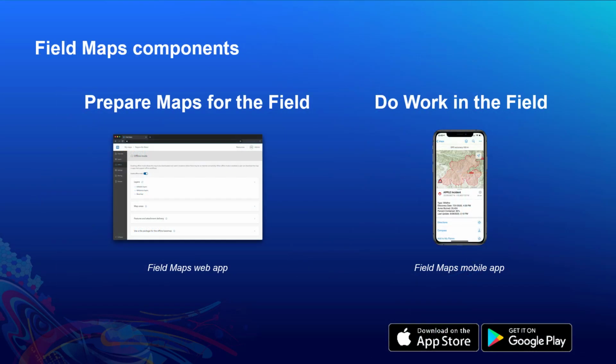So Field Maps has 2 components. The Field Maps web application on the left, which is where you prepare maps for the field, and the Field Maps mobile application on the right, which is where you do the work in the field. And the mobile application is compatible within both the Google Play and Apple App Stores.